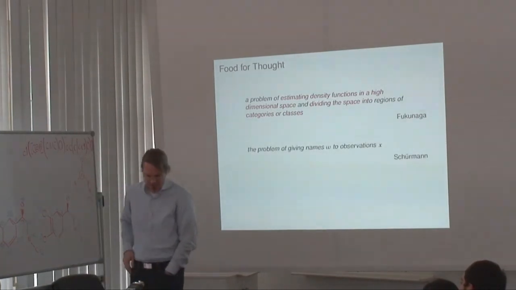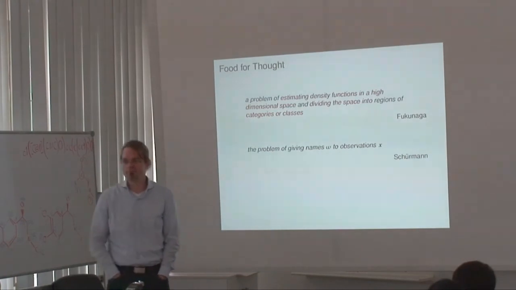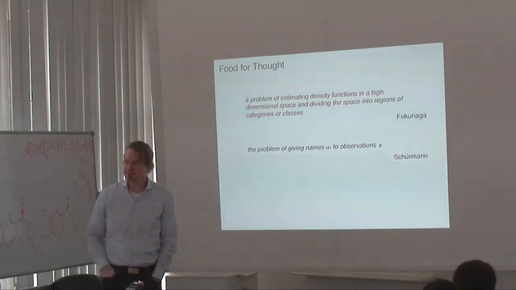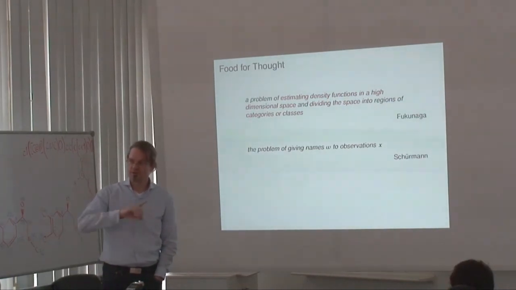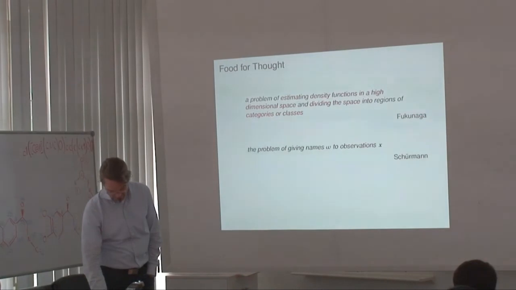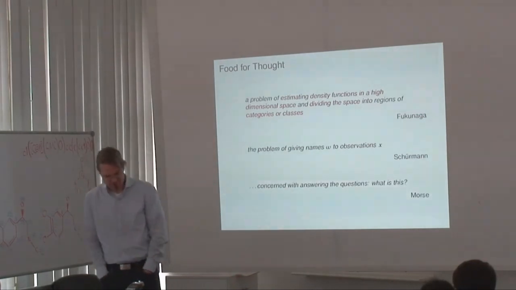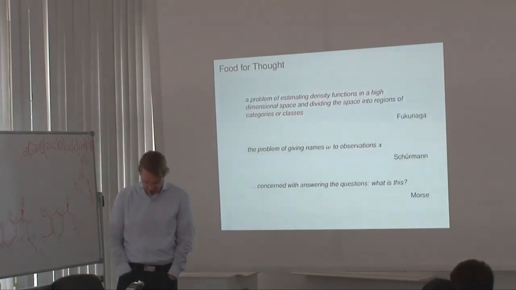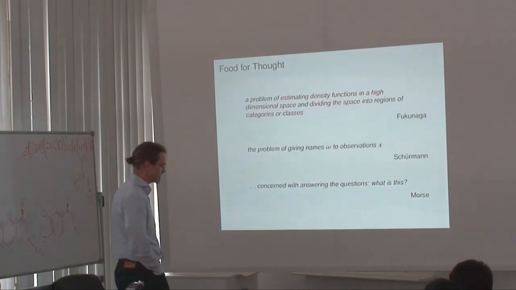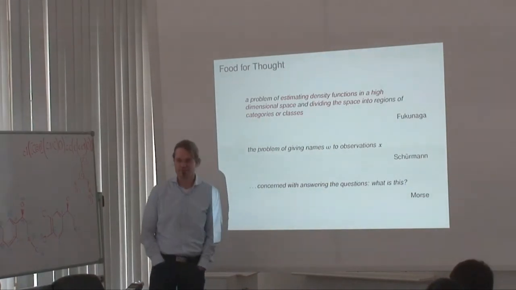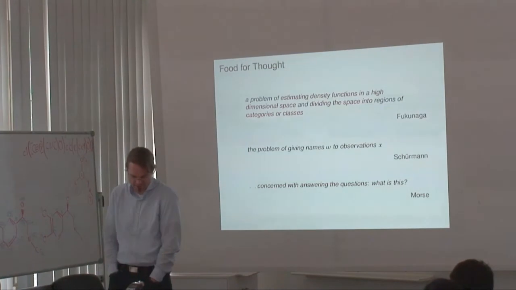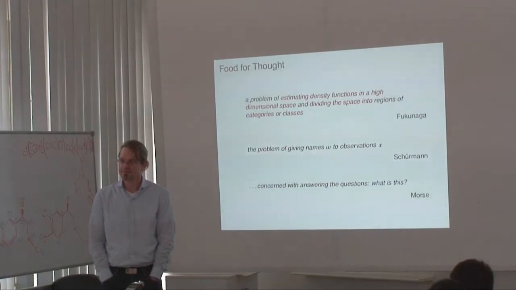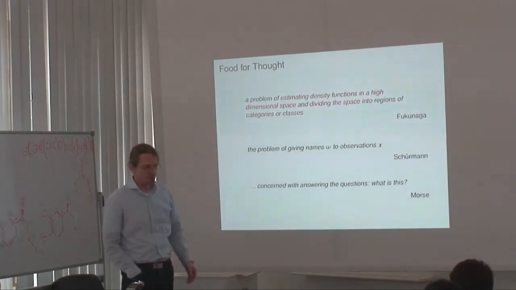Schürmann says the problem of giving names omega to observations x. It's cool. This is probably not immediately apparent, but very mathematical. And then we have Morse concerned with answering the question, what is this? And this is the one you should tell your grandparents if they ask you what you are learning in university right now. Pattern recognition. What is pattern recognition? Yeah, it's the problem of answering the question, what is this? Everybody understands that, okay?